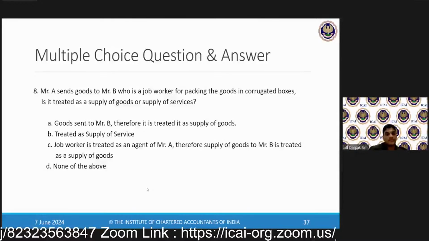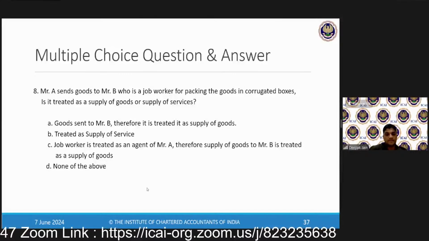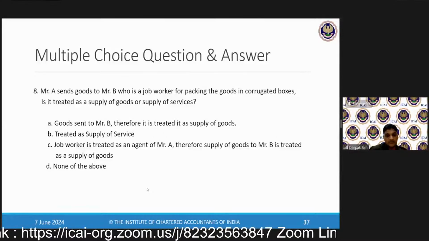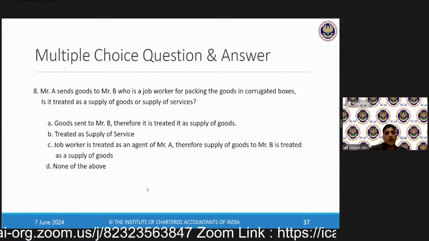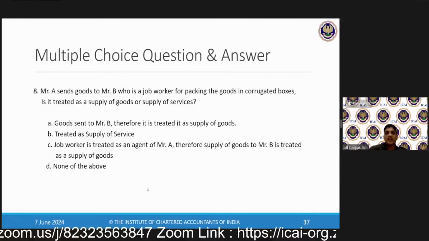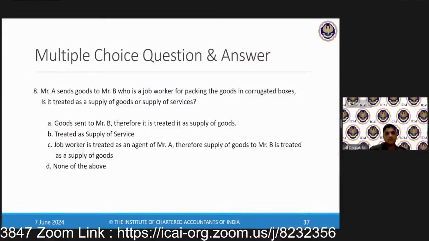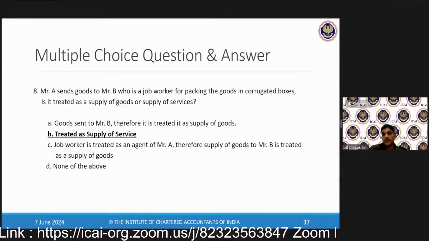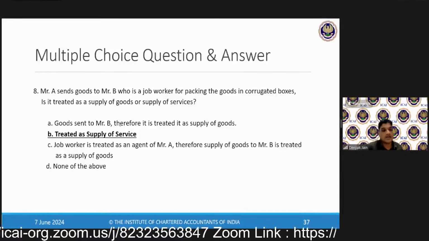Okay, a lot of confusing answers here. D, does not transfer title of ownership. No, what is the job work doing? Job work is providing a service. So the correct answer is B. It is treated as a supply of service. He is not acting as an agent or anything. He is doing it in his principal capacity as a job worker. Okay, so it's a supply of service.